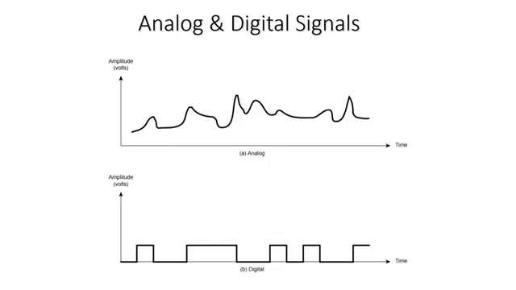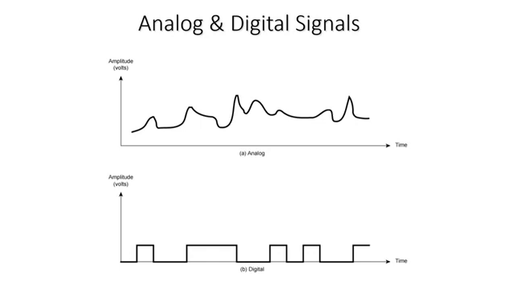The top figure shows an analog signal. An analog signal has infinitely many levels of intensity over a period of time. It is continuous, and transmits data in the form of a wave. An example of an analog signal is the human voice.